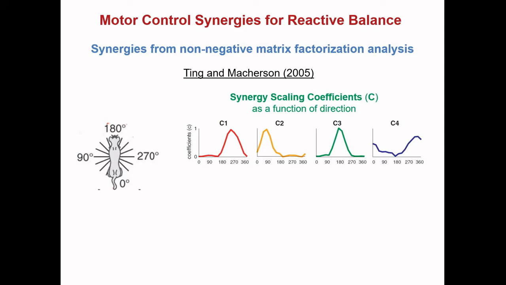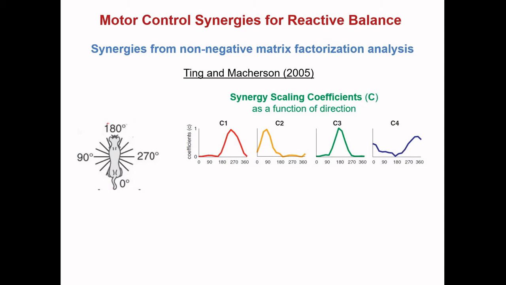Here we see the scaling coefficients associated with each of the 4 synergies. For the moment, let's just focus on the red line that shows the scaling coefficient for synergy W1. In this graph, on the y-axis, we see that the coefficient ranges from 0, which would mean no contribution, to 1, which means a maximal contribution of the synergy. On the x-axis, we have perturbation direction.